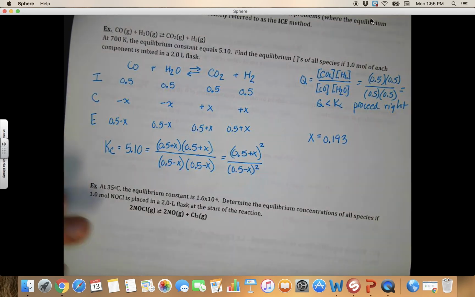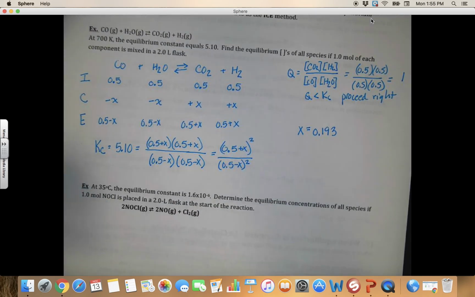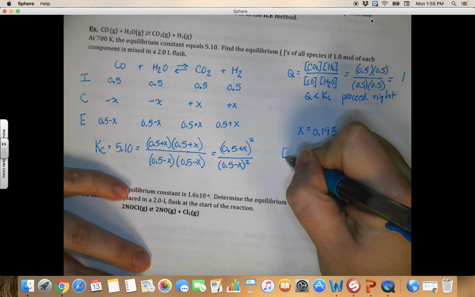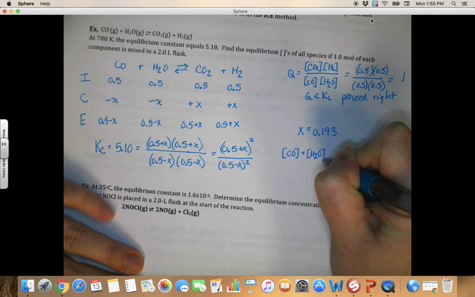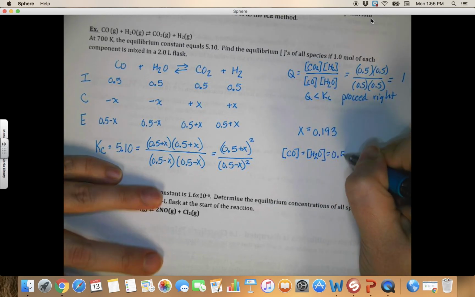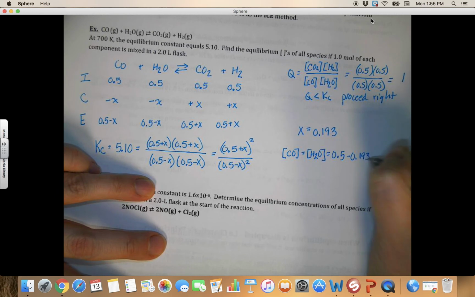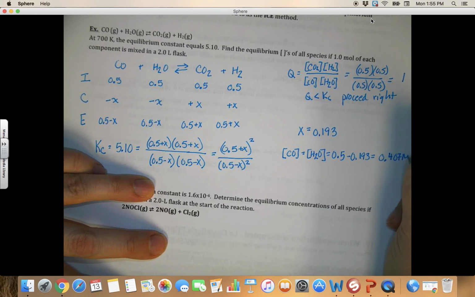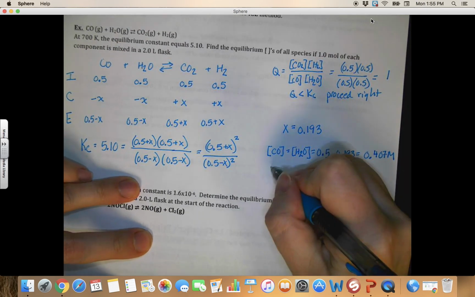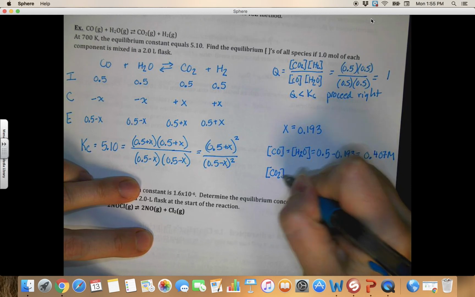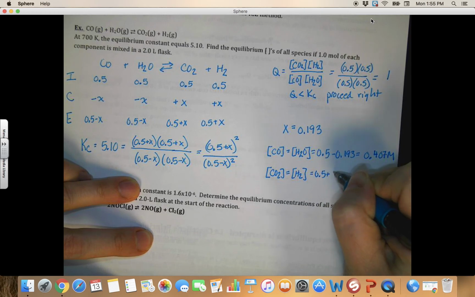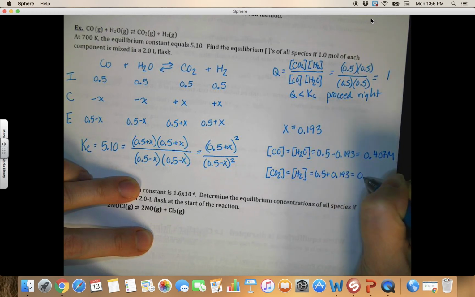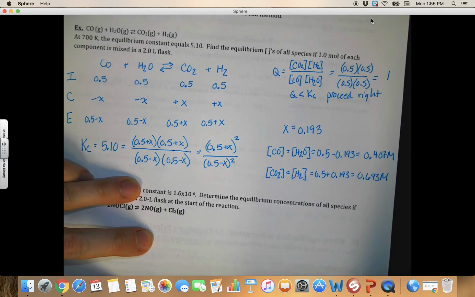Now let's actually use this in context of our problem. Our carbon monoxide and our water concentrations are going to be the same. They're both going to be 0.5 minus 0.193. So that'll be 0.407 molar. And my carbon dioxide and hydrogen concentrations will be equal. So 0.5 plus 0.193, 0.693 molar.